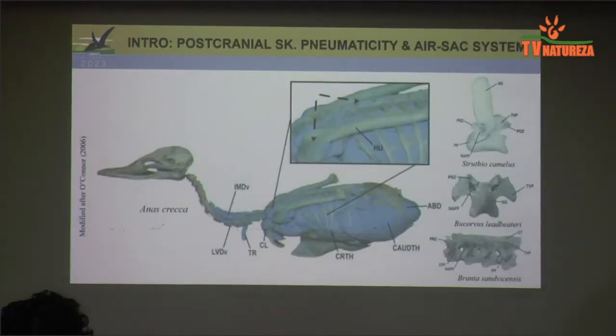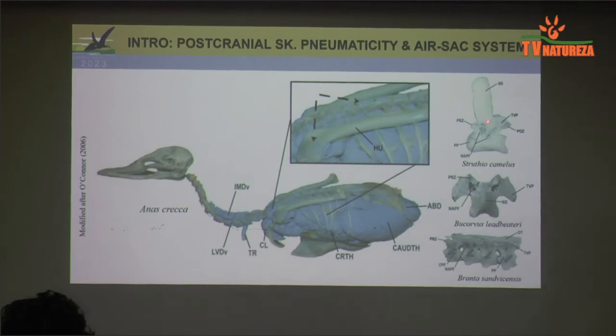And how do we know about that? In this picture and the other one, we could see that studies to understand pneumaticity in extant birds are essential. One interesting method is to fill the air sacs. Here it is filled with latex, and we could see that even in birds with pneumatic humeri, the bone is filled.